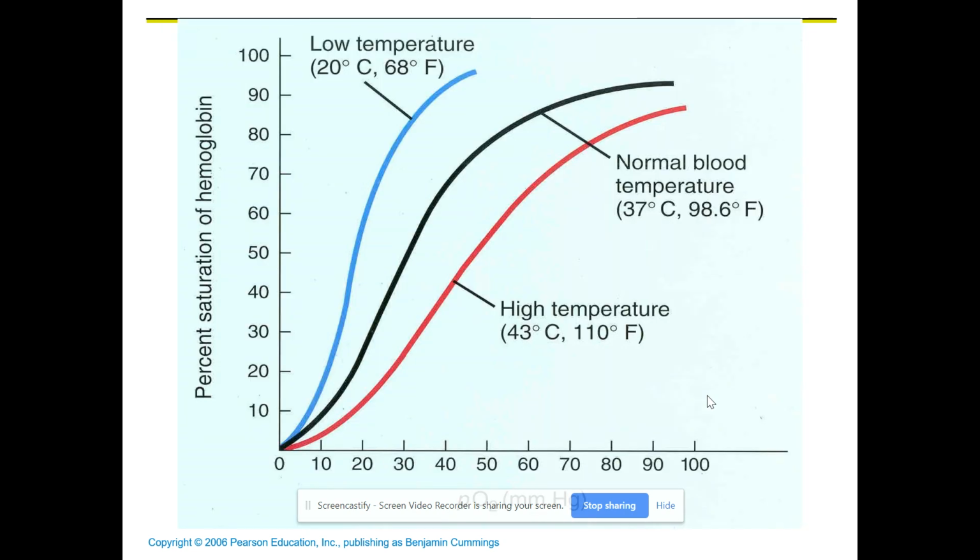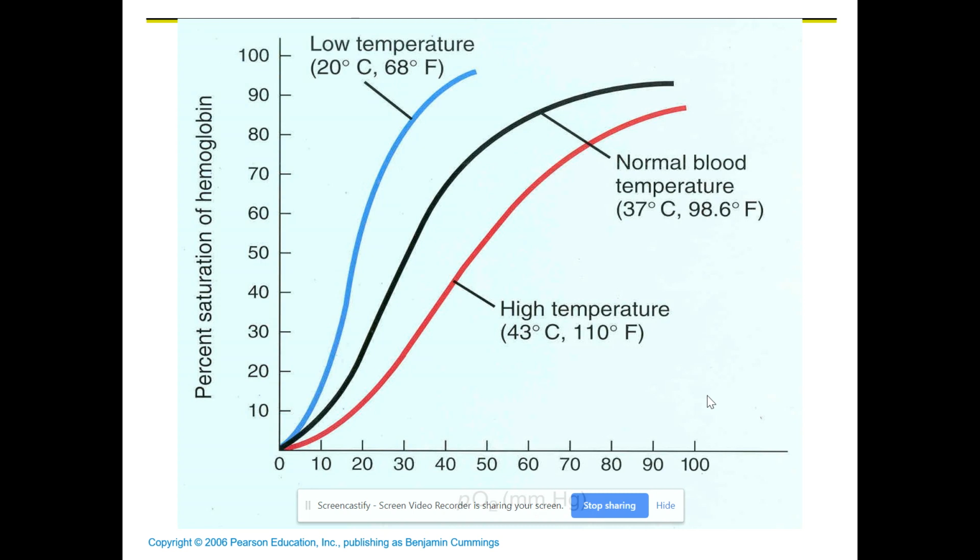And we can see it in this graph. So the black line is normal blood temperature, but if we shift the curve to the right, look, we see the red line. It shifts way over. Hemoglobin's affinity is lower. It does not attract oxygen as quickly, and it drops it off faster.